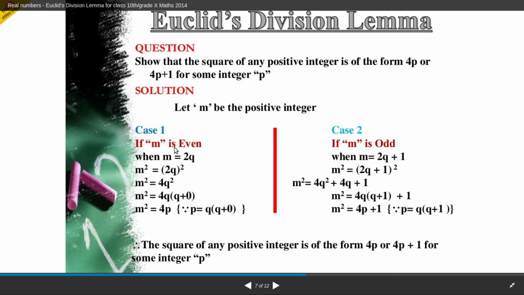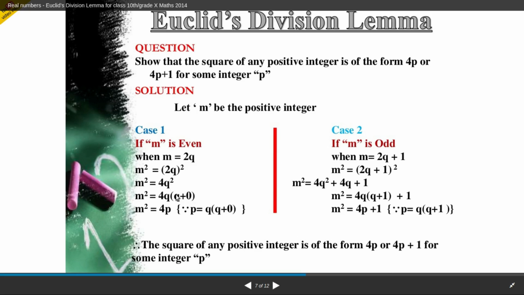If I take m as an even number, m is equal to 2q, right? Because 2 is an even number, and if I multiply an even number with any number, I will get an even number, right? So m is any positive integer. If I square it, what will I get? 2q whole square, that will give 4q square. Okay, so m square is equal to 4q square. 4q square can be written as 4q into q plus 0, right? Again, this will give this expression.